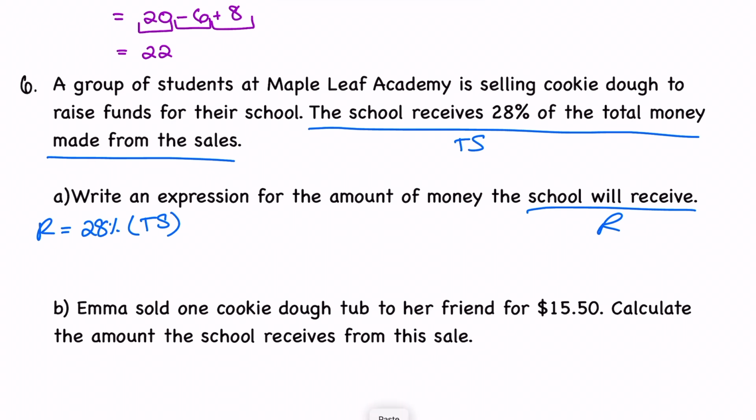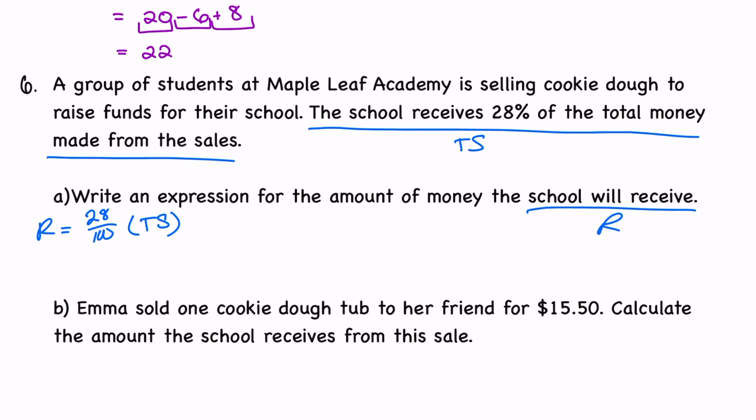So 28% is the same thing as 28 over 100. That's what the percent is, per 100. So we can rewrite that 28% as 28 over 100. You can think about it like this. If the school was receiving 100% of the total money made from the sales, the amount they're receiving would just equal the total sales. 100% is equal to 100 over 100, which is equal to 1. And if you remember, 1 times the expression does not change the expression.